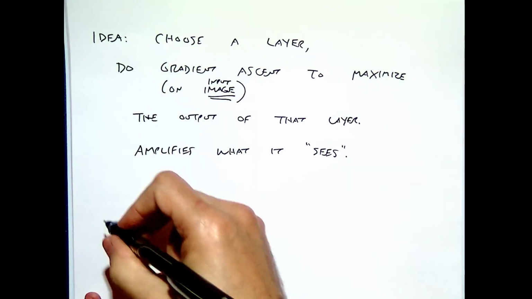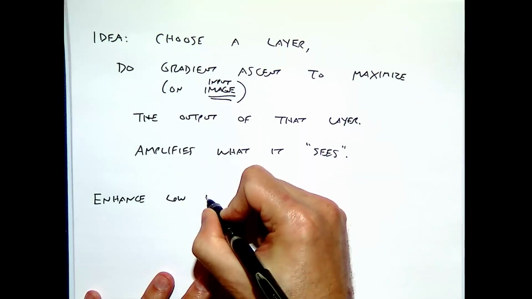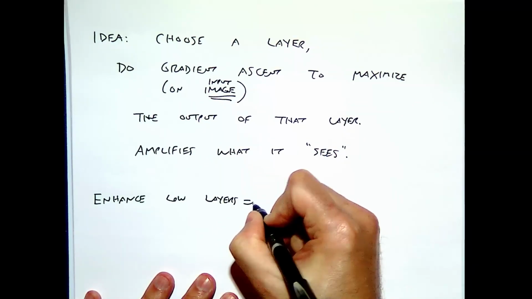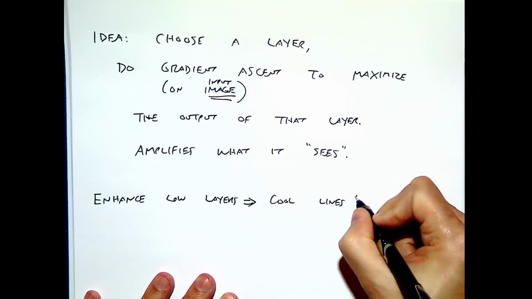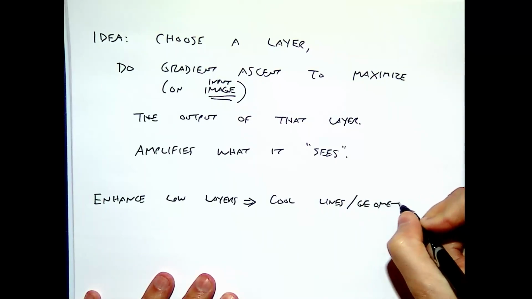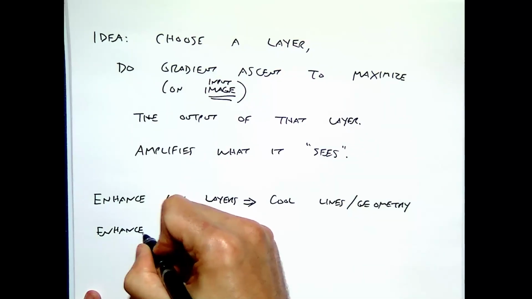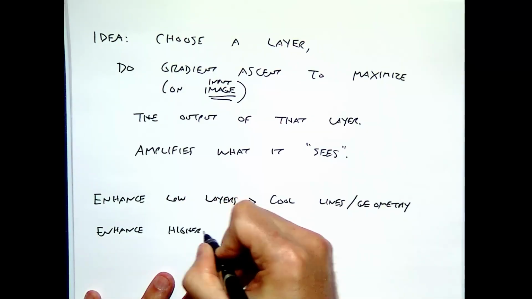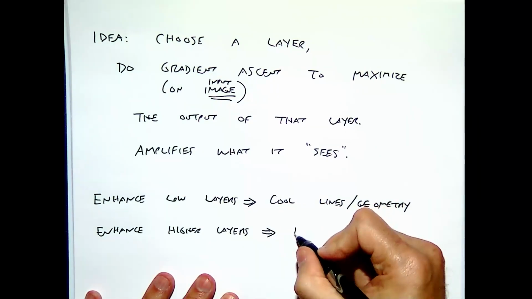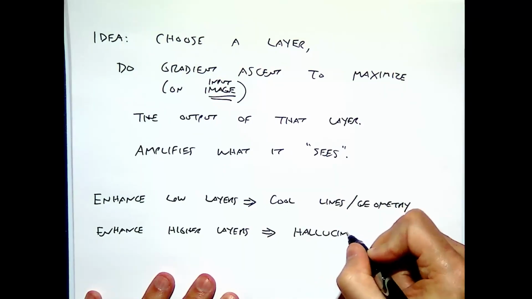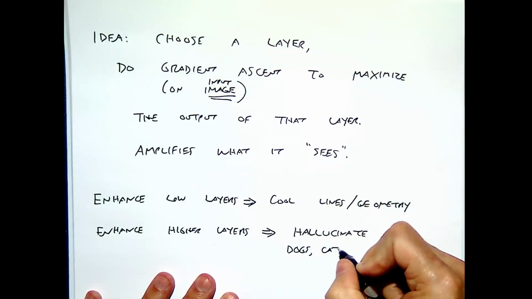And so the idea would be that if I enhance the lower layers, the result is that you get basically kind of cool lines and geometry, right? And if I enhance the higher layers, what comes out is you start to get these crazy hallucinations. You can hallucinate whatever you want: dogs, cats, fish, birds.